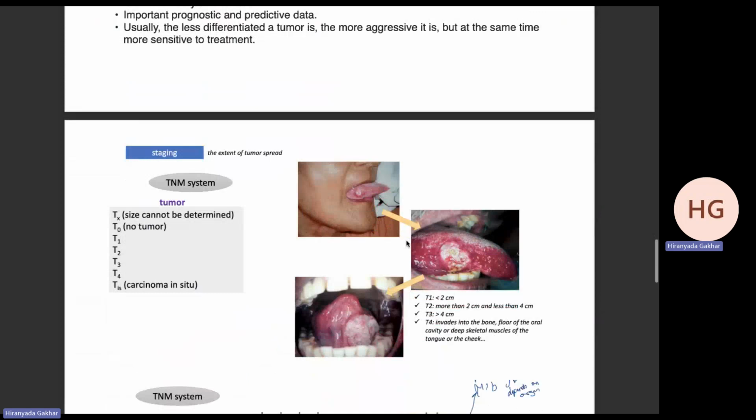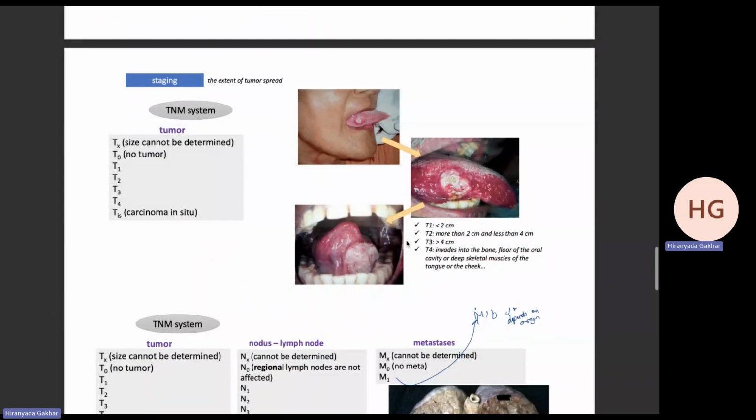Now moving on to the third and the last part of this question, we will talk about staging. Staging is basically for the patient. So you determine the extent of the spread of the tumor. Now we're not talking about the properties of the tumor itself, but about its spread: where it is spreading, where it is going, how it is behaving in the patient's body.